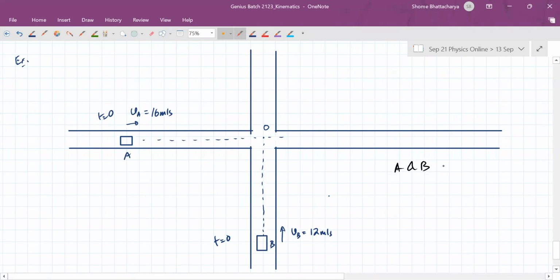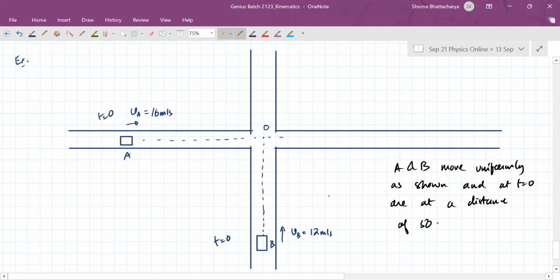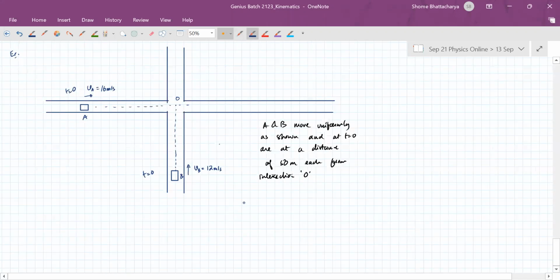So A and B move uniformly as shown, and at t equal to 0 are at a distance of, let's say, 50 meters each from the intersection O. So first of all, show that they do not collide, which is obvious because they have different speeds.